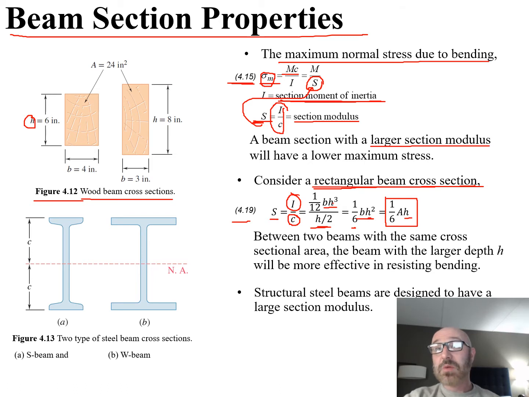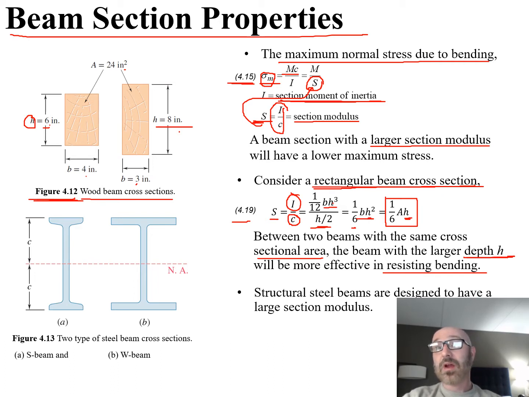So consider two beams with the same cross-sectional area, which we can look at in figure 4.12. We have 6 times 4 is 24 inches squared, and 3 times 8 is 24 inches squared. So they both have the same cross-sectional area. But the beam with the larger depth, the bigger h value, in this case h equal to 8 compared to h equal to 6, will be more effective at resisting bending. And that goes back, if we plug that value back in here, you can see that h value is going to be larger.